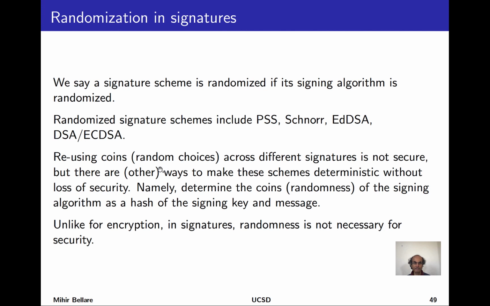These kinds of difficulties have led people to desire to make the schemes deterministic. And it turns out that there's a canonical way to do that. If you just determine the coins as a hash of the signing key and message, you can make schemes deterministic, effectively de-randomizing them. And that's often done in practice.